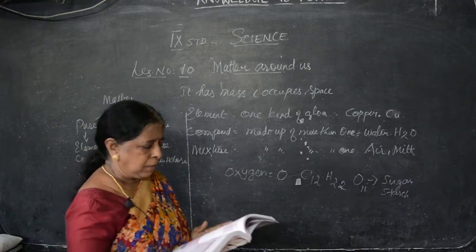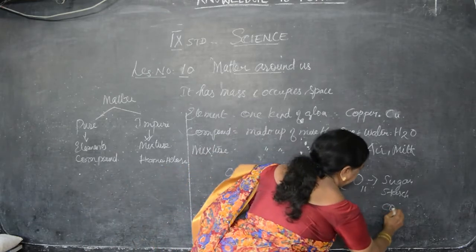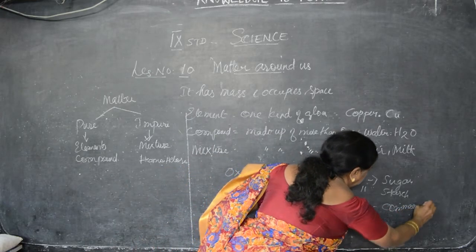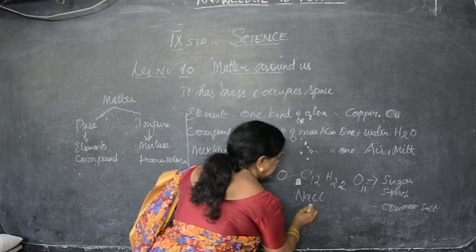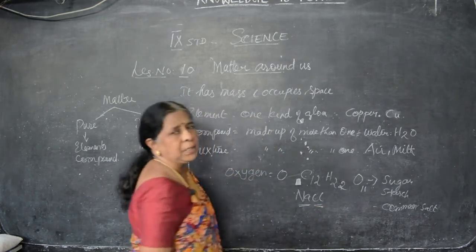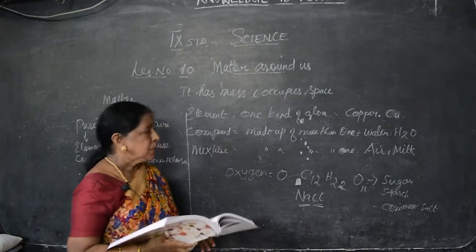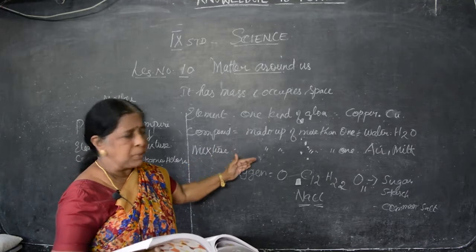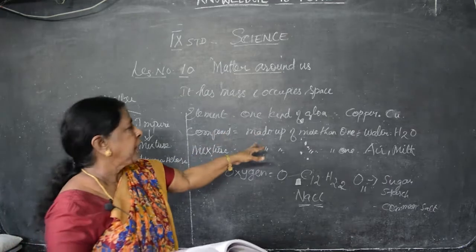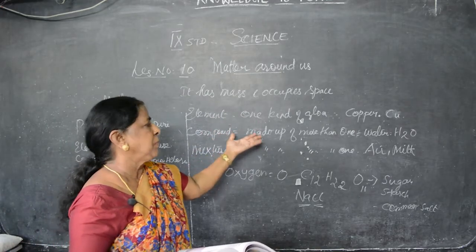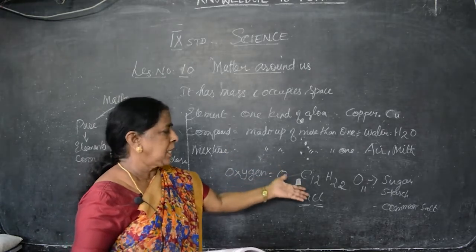The next compound is sodium chloride, common salt, NaCl. That is 1 atom of sodium and 1 atom of chlorine combined together to become sodium chloride, common salt. Clear? So we have seen what a compound is and examples of compounds. Element is made up of only one kind of atom, while compound is made up of more than one kind of substance, for example water, starch and common salt.